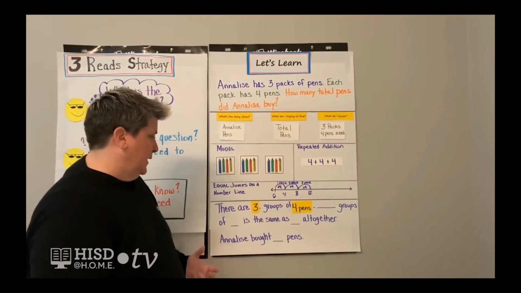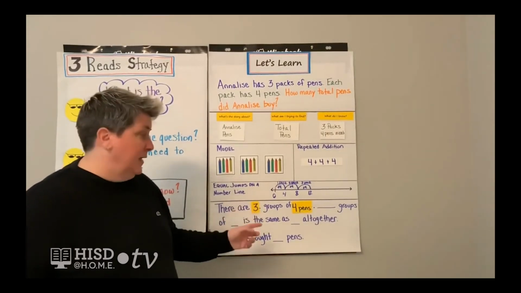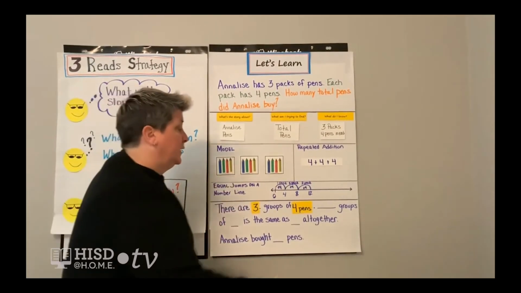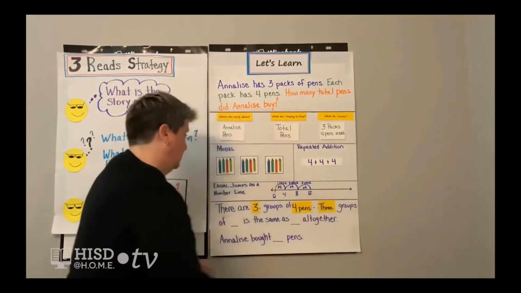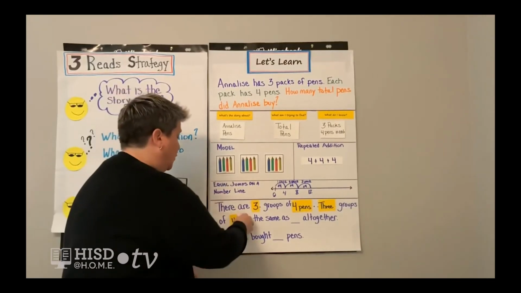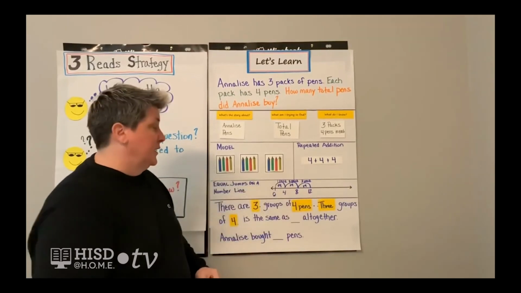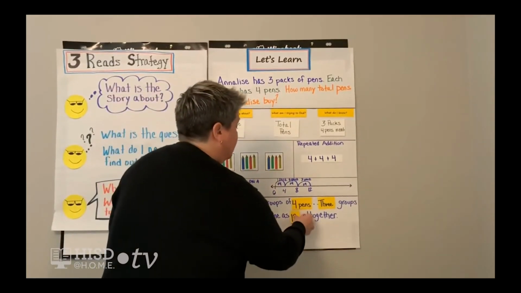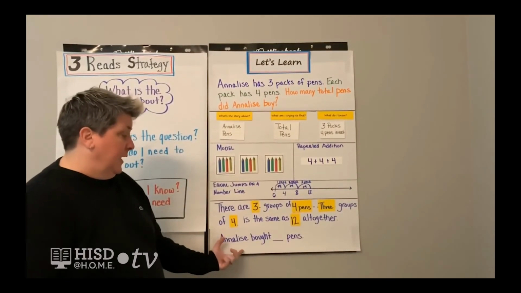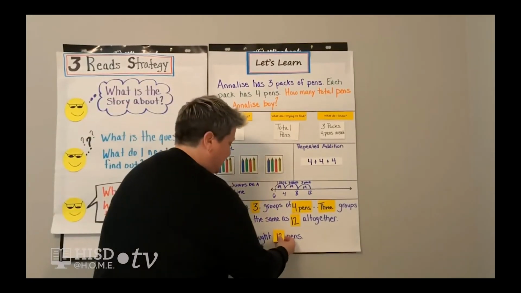Blank groups of blank is the same as blank altogether. Okay, so how many packs do we have, or groups? Remember, our packs are representing our groups. So 3 groups of, and how many are in each group? There were 4, is the same as, what did we say? We said it was the same as 12 altogether. So Annalise bought how many pens, everybody? She bought 12 pens.